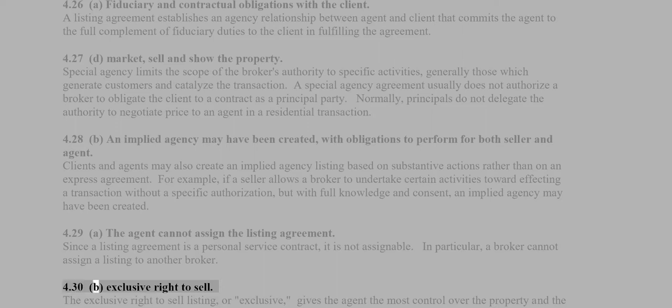4.30 b. Exclusive right to sell. The exclusive right to sell listing, or exclusive, gives the agent the most control over the property and the greatest likelihood of being compensated for his or her marketing efforts.